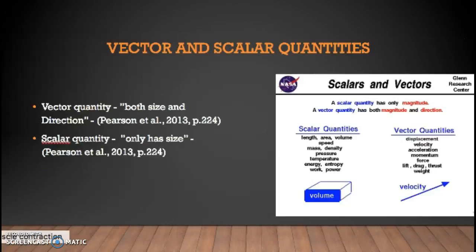So we'll start with vector and scalar quantity. A vector quantity takes into consideration both size and direction. So things like velocity, acceleration, momentum, force, lift, drag, thrust, and weight. And a scalar quantity only has size, so length, speed, volume. So if you're looking at how fast Usain Bolt ran the 100 meters, it'd be a scalar quantity because it only has one figure of how fast his optimum speed was.